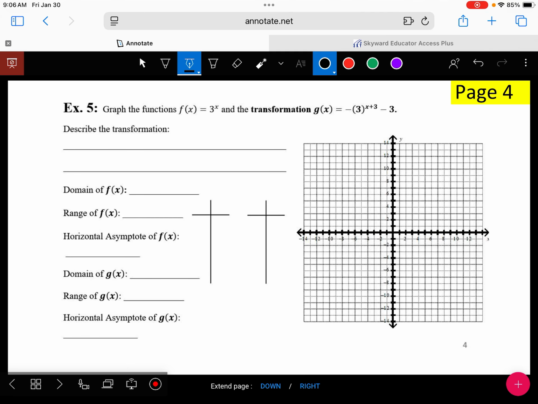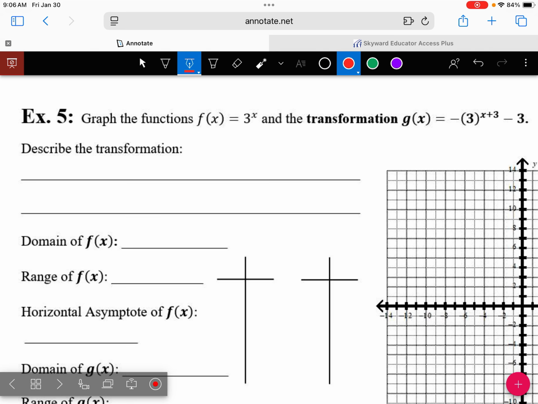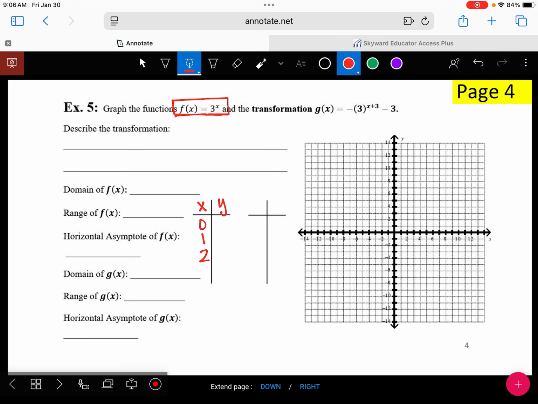So let's go to page 4. We got one more graph, one more growth decay. So let's start off by graphing the parent. This is our parent. We're going to use the numbers 0, 1, and 2. We're on page 4.